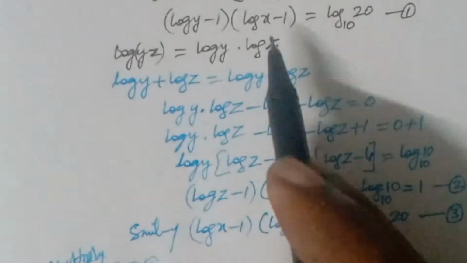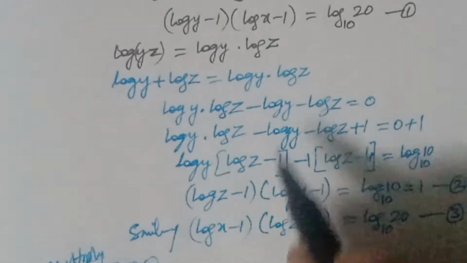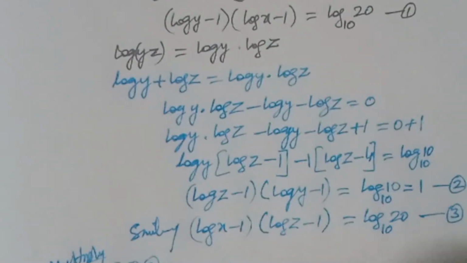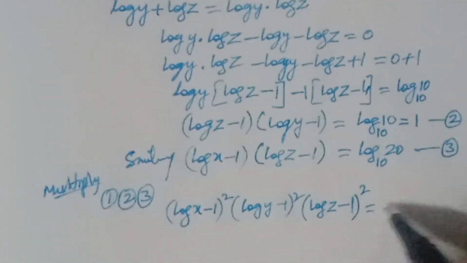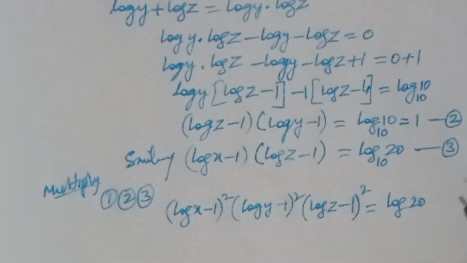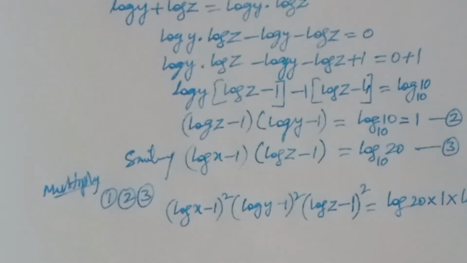So here log x we are having 2 times, so (log x minus 1) whole square. In the second one, (log y minus 1) whole square. Third one, (log z minus 1) whole square is equal to here log 20 into 1 into again log 20.